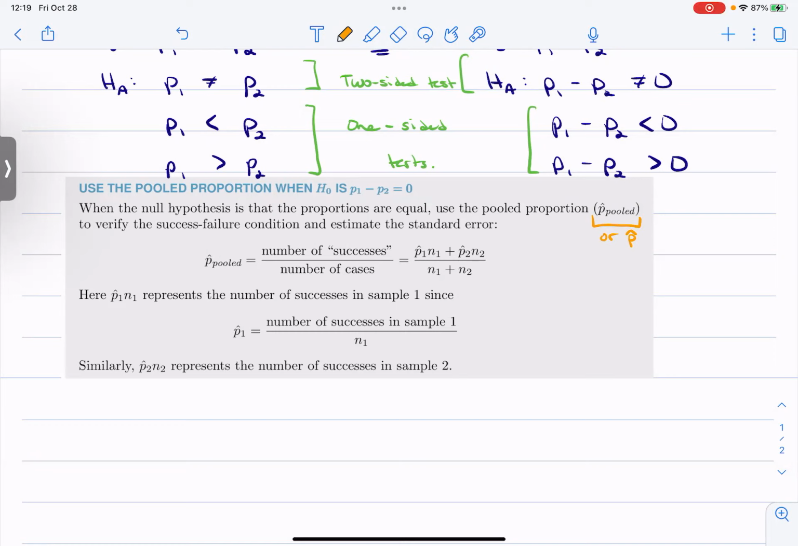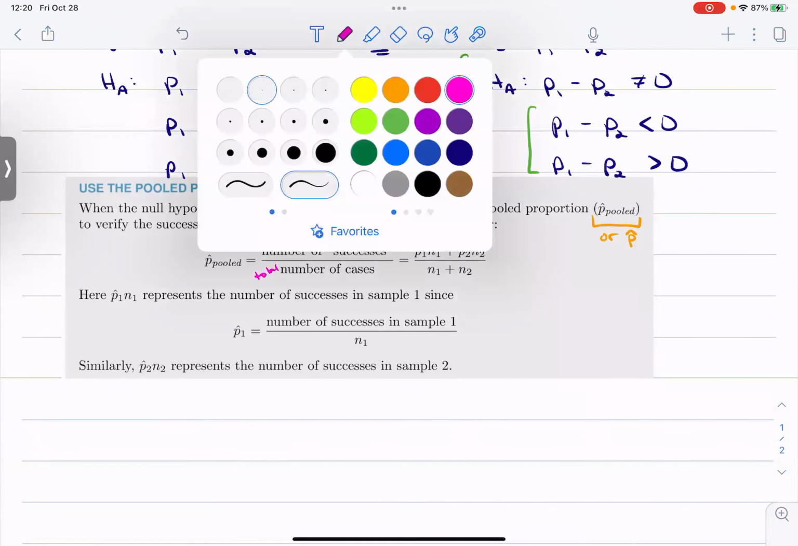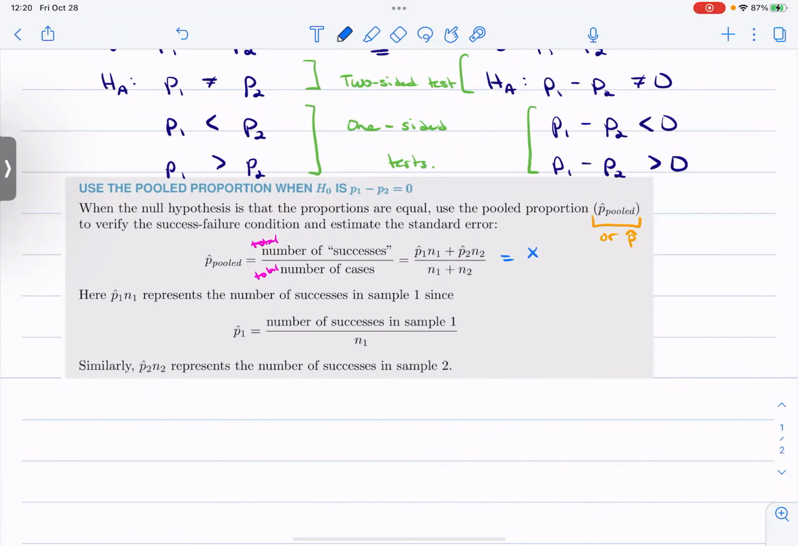Okay. Where the pooled proportion is the total number of successes over the total number of cases. P1 hat N1 is really just how we find X1. So if you have the number of successes in group one, then that is what it is. So this is going to be X1 plus the same thing for X2, over N1 plus N2.